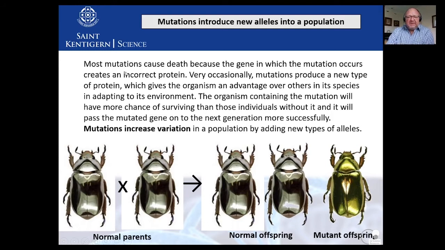Now, most mutations are actually silent. They have no effect because they are so tiny that our body has got redundancy built into it, which means it's got a backup plan. Most of them are silent, but when you have mutations, frequently they result in the death of the offspring, and usually even before they are born, because the gene in which the mutation occurs creates an incorrect protein. Very occasionally, mutations produce a new type of protein, which gives the organism an advantage over others in adapting to its environment. And this happens purely by chance.